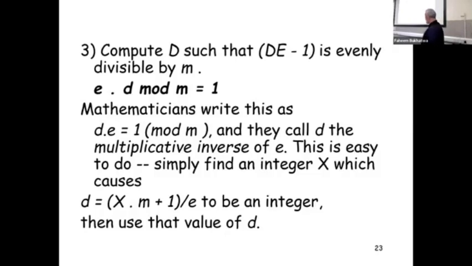And then, once you get the E, compute the D in such a way that E multiplied by D, modulo M, equals 1. Mathematicians can write it in many different ways, but whichever way you come up with, it's fine as long as it gives the same meaning. They call D the multiplicative inverse of E. So E and D are inverses of one another. That's what we did when we did Hill cipher. We needed to get the inverse.